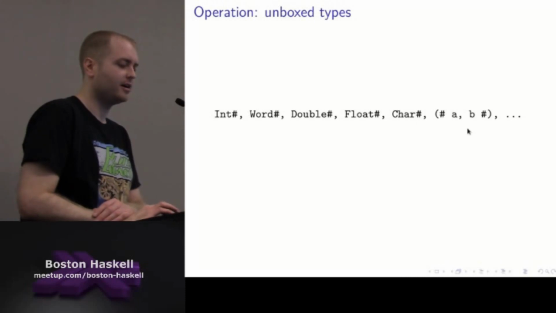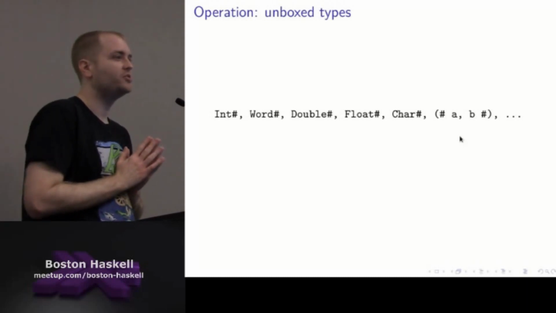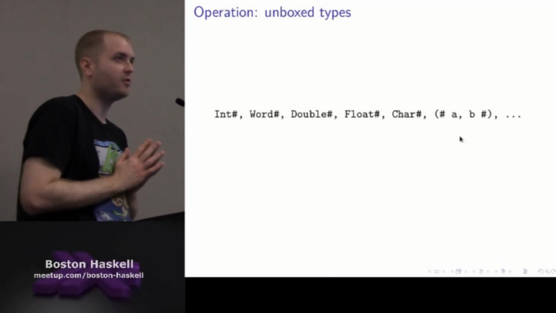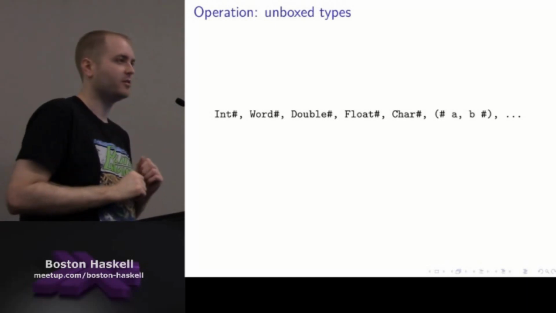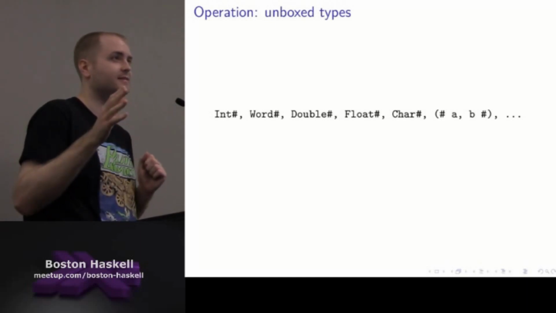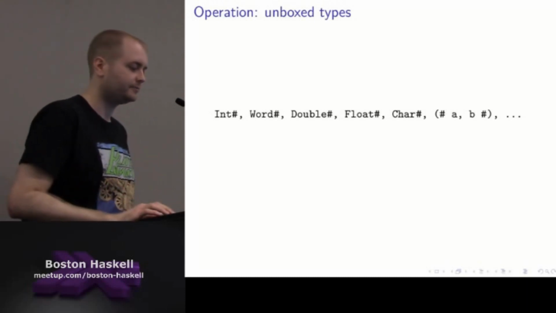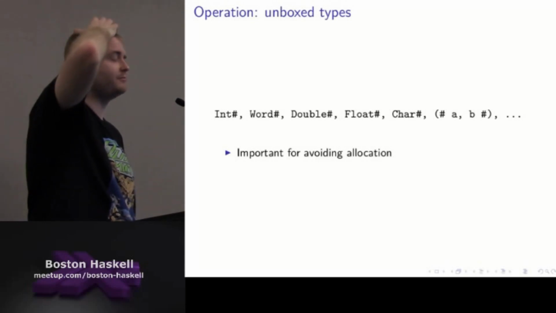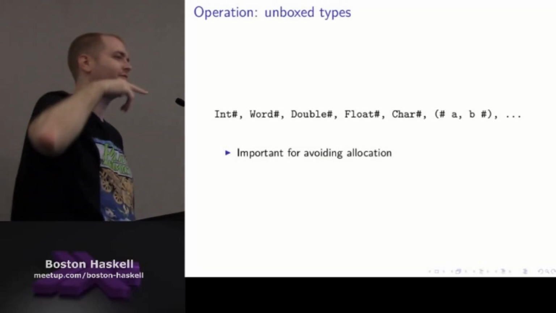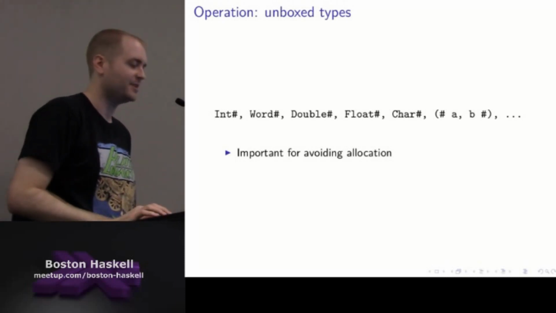And then the other special thing you're going to see is an unboxed tuple, and that lets you return multiple values from a function without heap allocating a tuple structure. So it's like returning multiple values on the stack or in registers or something like that. These are important for avoiding allocation, and more or less, if you have a tight inner loop, you don't want to be allocating stuff in it because that's slow.